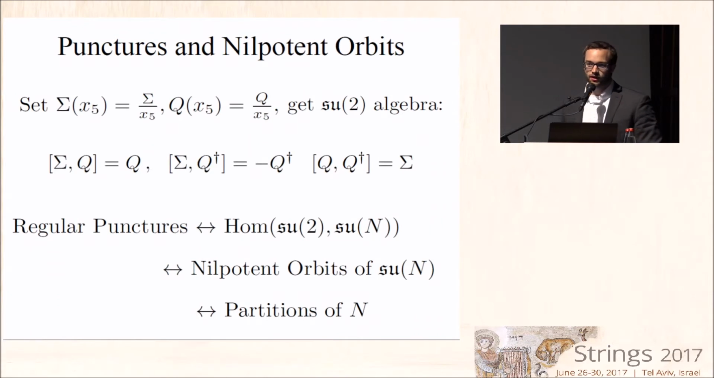Next, we're going to take sigma and Q to have simple poles. This restricts us to the so-called set of regular punctures. When we do this and plug it into Nahm's equations, we get simply an SU(2) algebra. This means that regular punctures are classified by solutions to this SU(2) algebra, which are in turn classified by partitions of n. So we reproduce the well-known result that for class S theories, regular punctures are labeled by partitions.